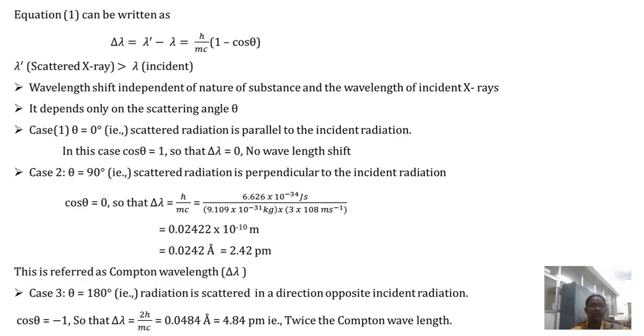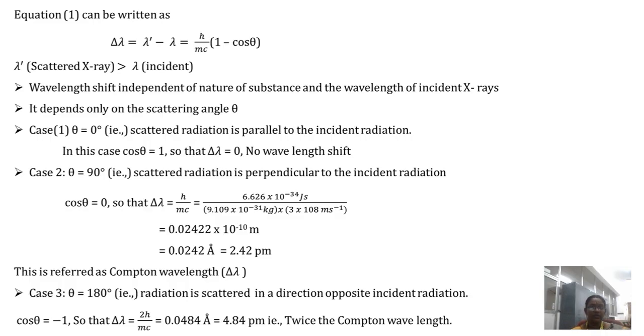So equation 1 can be rewritten as delta lambda equal to lambda dash minus lambda, which will be equal to h by mc times 1 minus cos theta. Lambda dash is the scattered X-ray wavelength, which is greater than lambda for the incident X-ray, and the wavelength shift is independent of the nature of the substance and the wavelength of incident X-rays, and it depends only on the scattering angle. We have three cases according to the theta value.